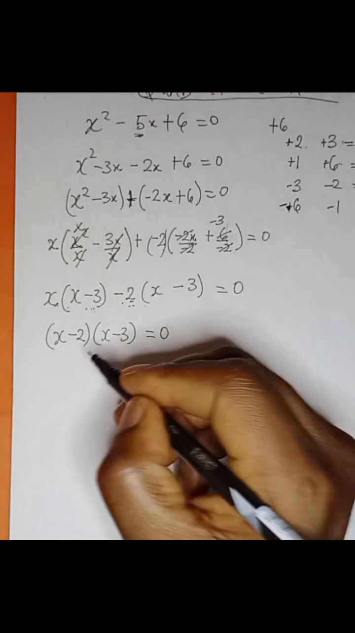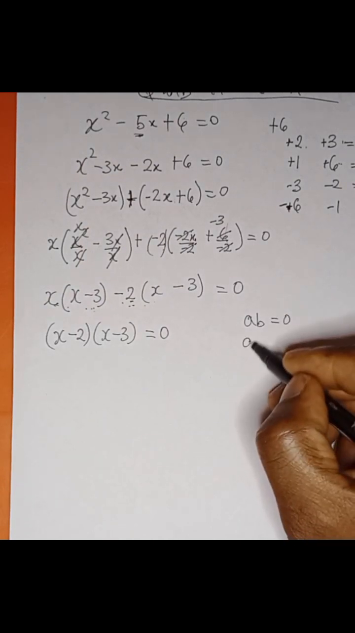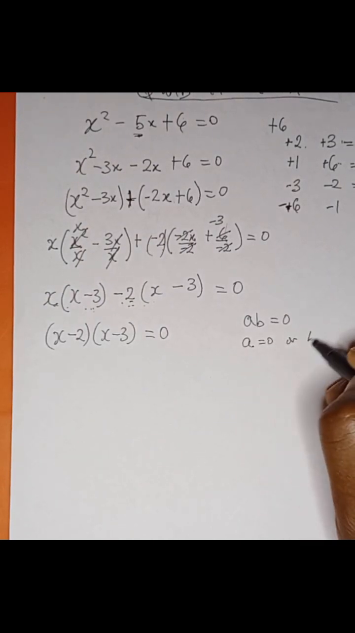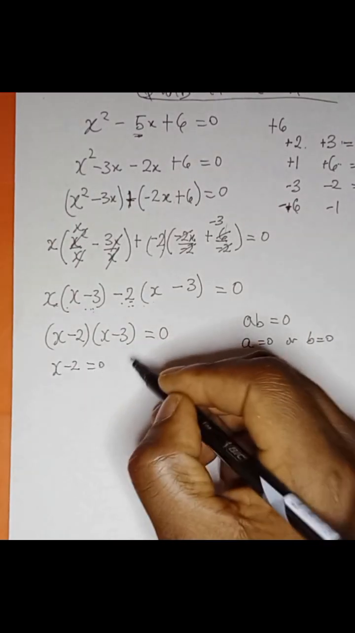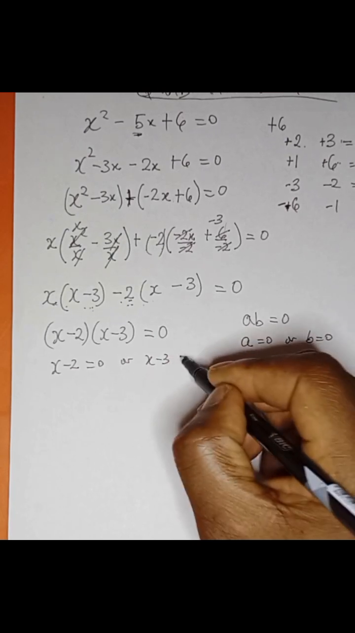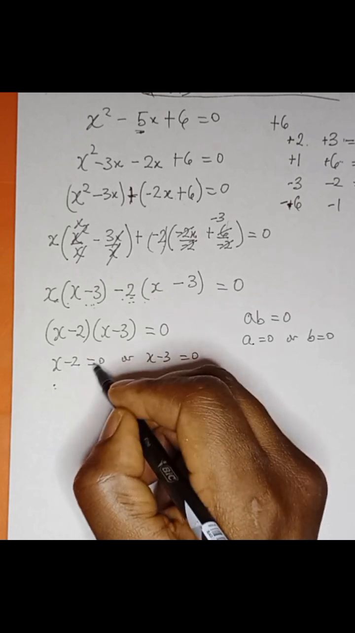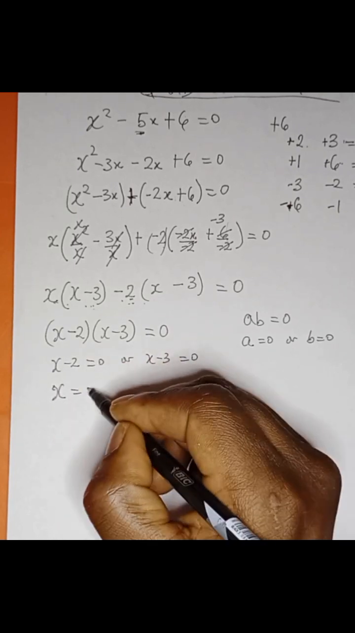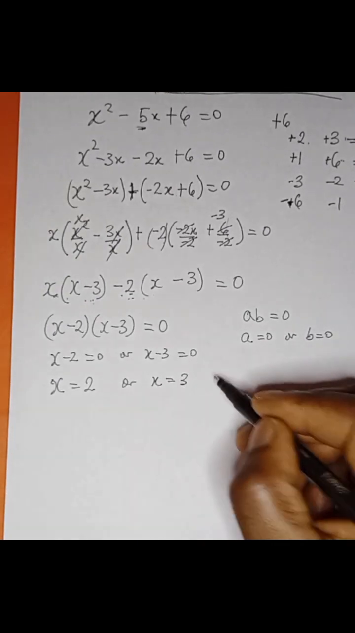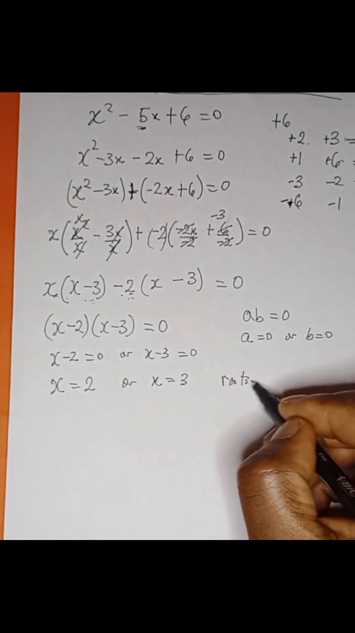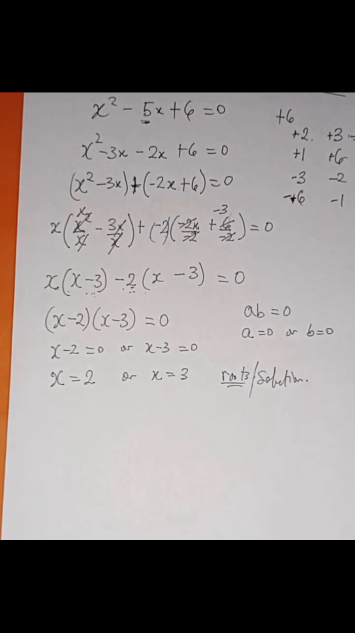If you remember, we said that if I multiply two numbers together to give me 0, then either the first one is 0 or the second one is 0. So that means x minus 2 is equal to 0 or x minus 3 is equal to 0. And so my answer, by taking this to the other side, is x equals plus 2, or x equals plus 3, which are the roots of the equation, or the solution of the equation.